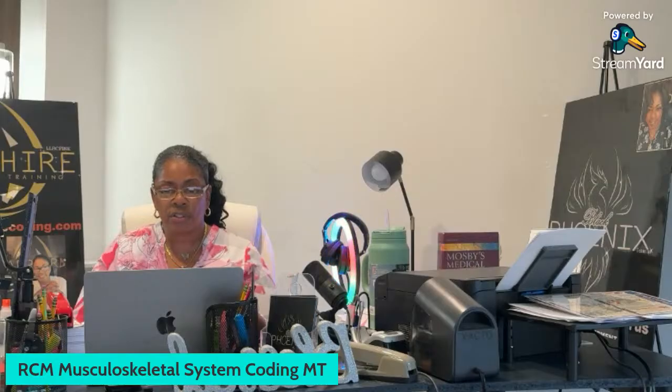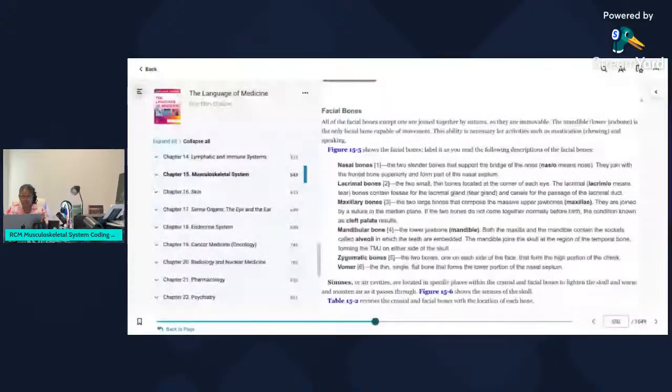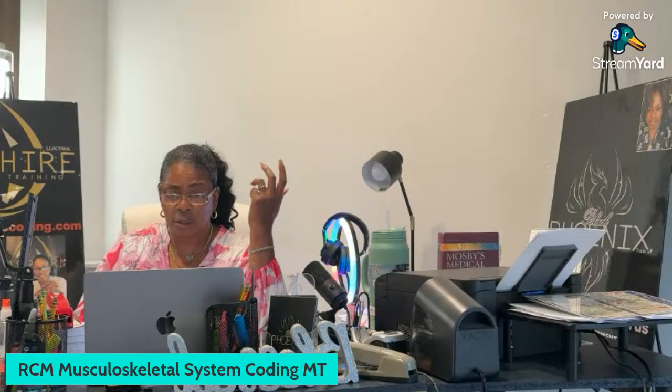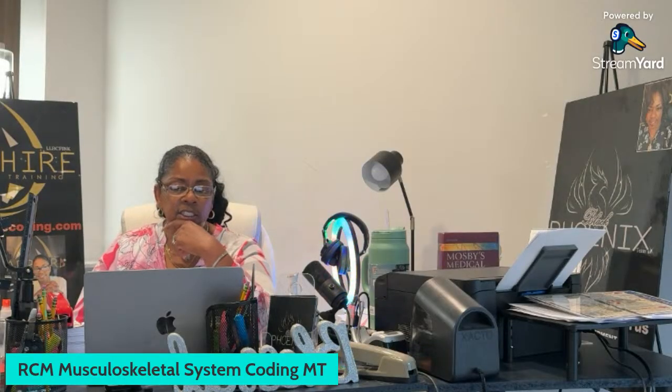Your orbit right here. In your CPT book, there are a lot of illustrations too. Your facial bones. Again, I want to show you something. In this book, it's showing you how many bones. If you get the ebook or the hard copy, it's still going to show you the same thing. Nasal bone, lateral bones, the 2 small thin bones located at the corner of each eye, maxillary bones, the 2 large bones that compose the massive upper jaw.